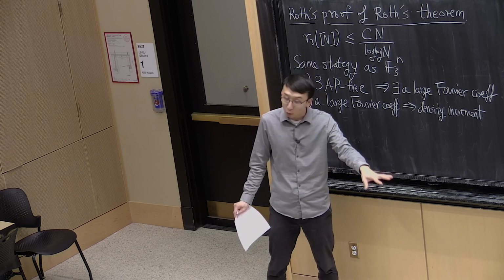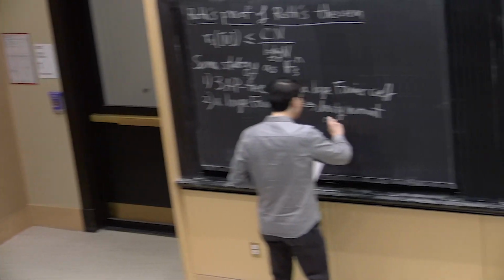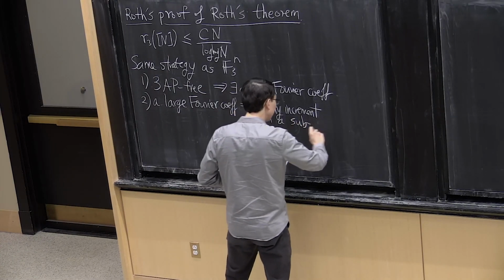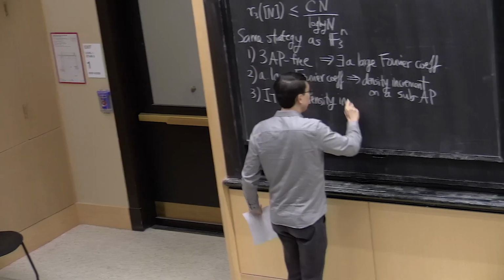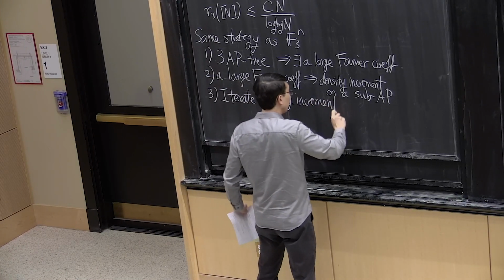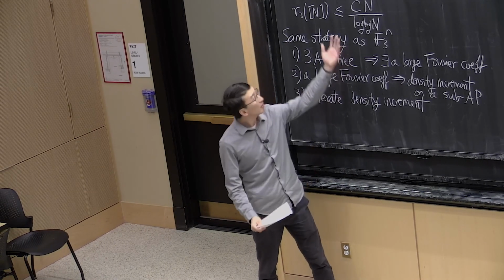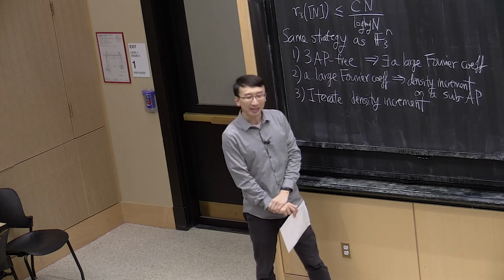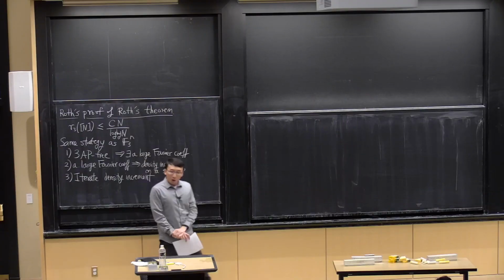And then, same as last time, we can iterate this increment to obtain the conclusion that you have an upper bound on the size of this 3AP-free set. Okay, so that's the strategy.